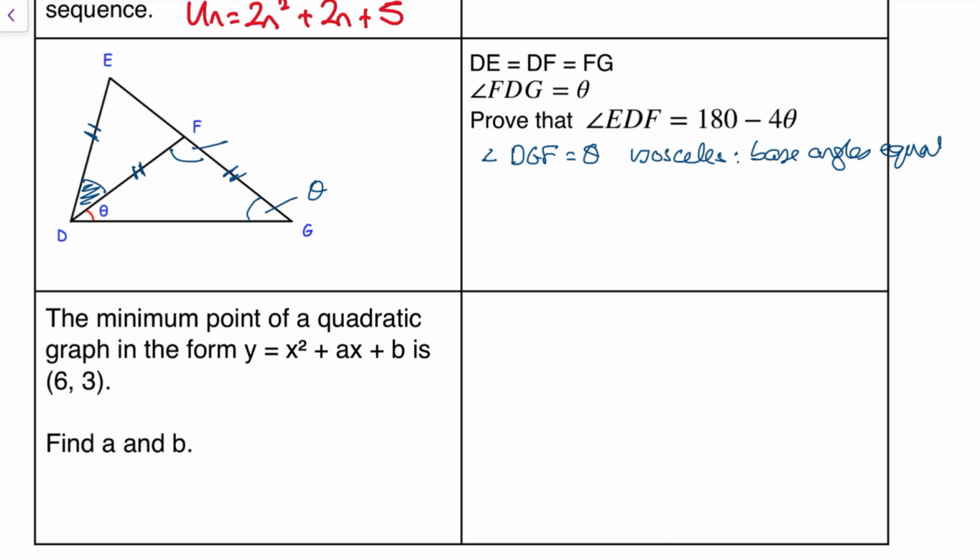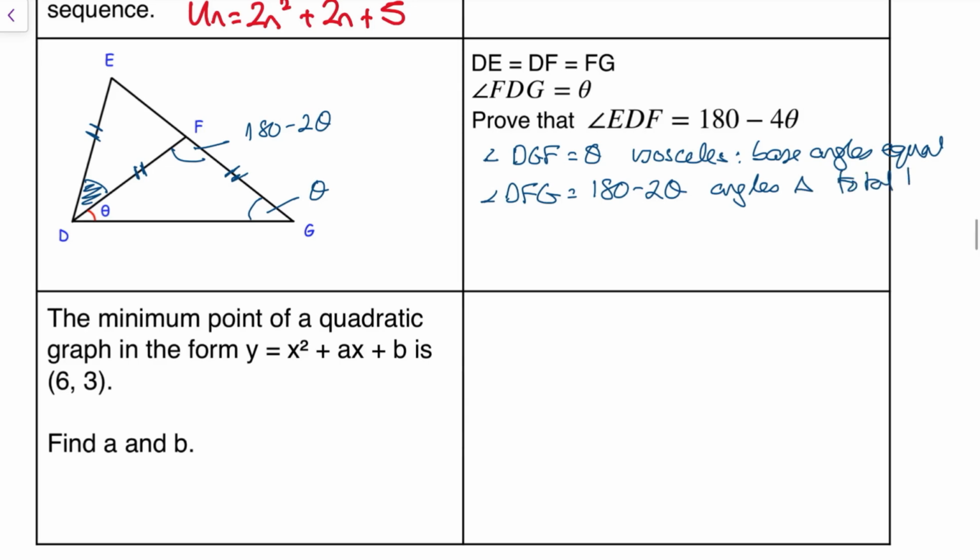Then I'm going to say this angle here, so this angle is DFG. So DFG is equal to 180 minus 2 theta. I'm going to write it here, so 180 minus 2 theta. And you want to write, because angles in a triangle total 180. Do not write the symbol triangle in your exam. Then I want to say that this angle here is going to be 2 theta, so EFD.